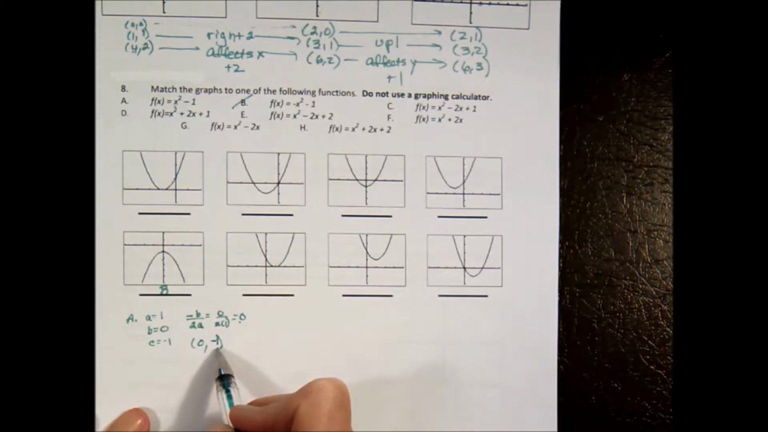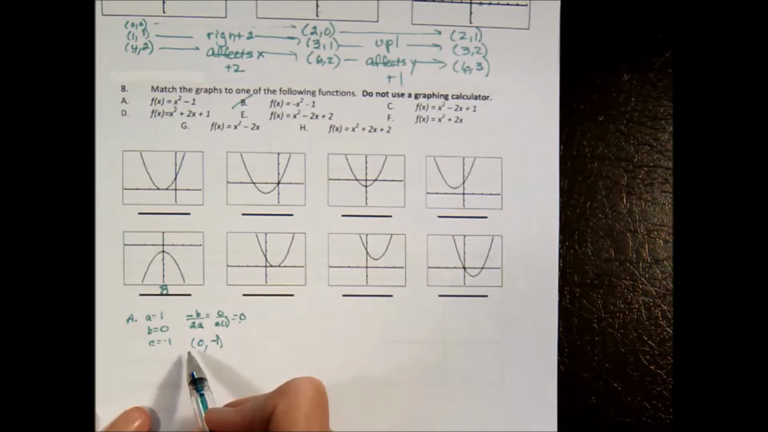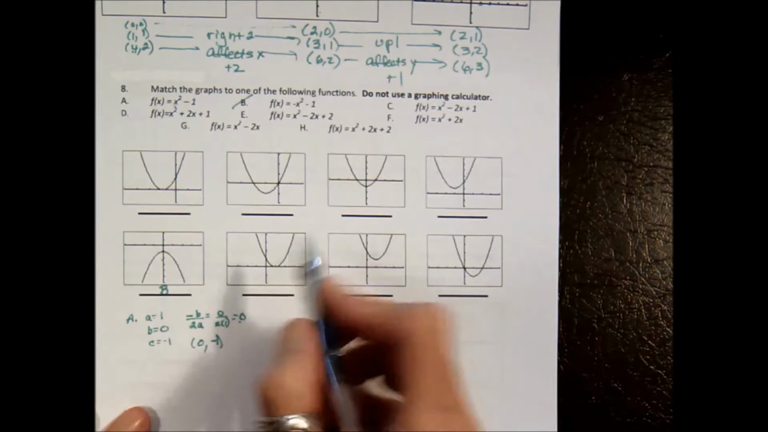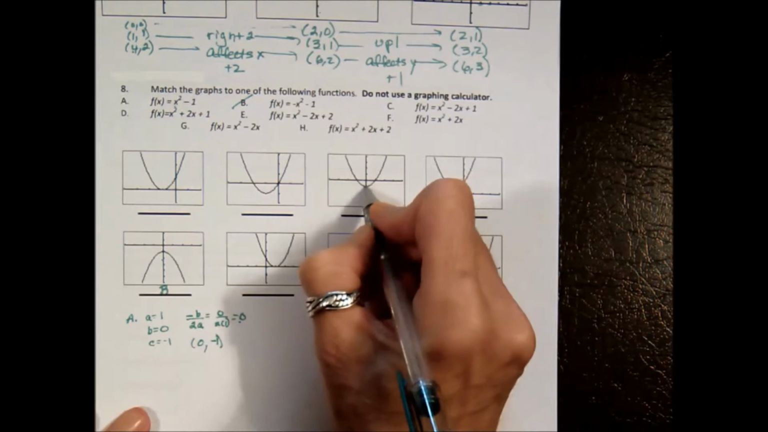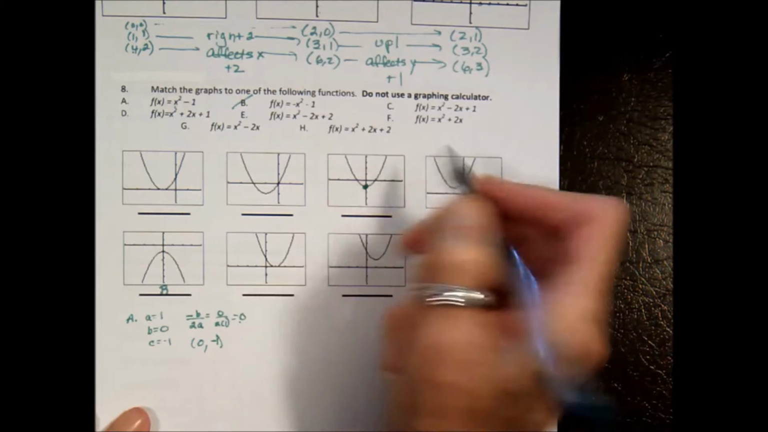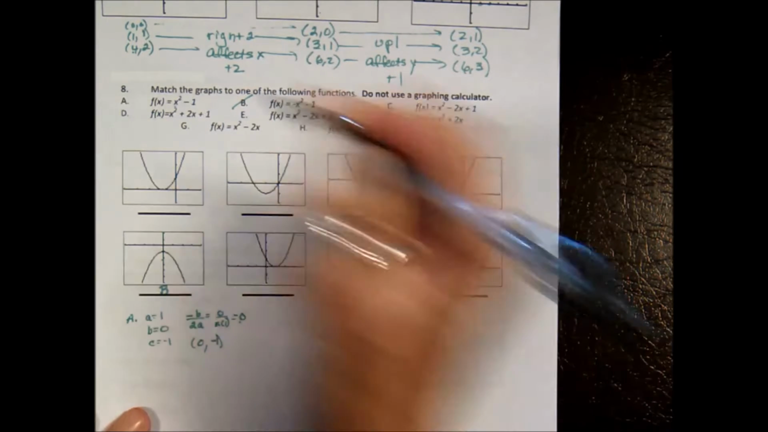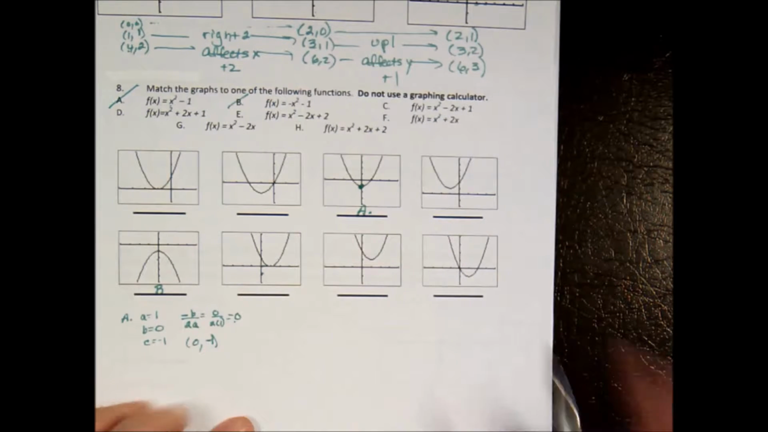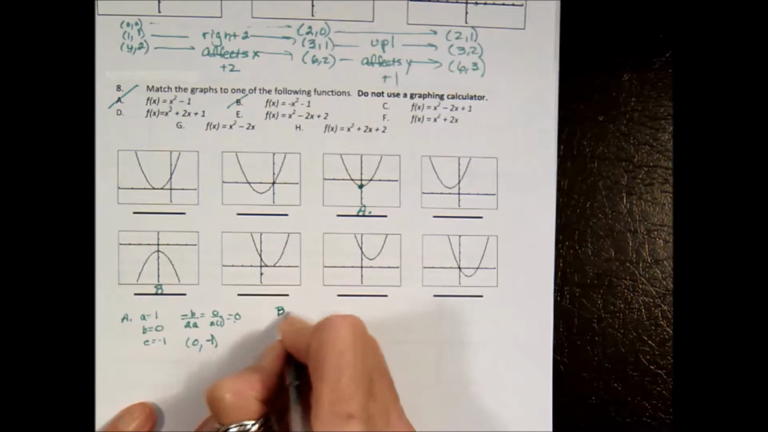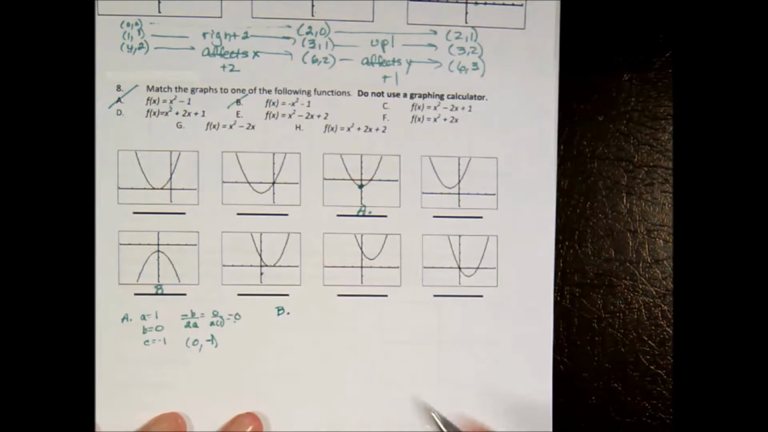So let's find one of our graphs whose vertex is at 0, -1. And if we look, 0, -1 means the vertex is down here, and the only one that is like that is right here. So that is A. So we're approaching this a little differently than we did in the last matching one. We're using the vertex because of the information that we were given. All right, B we already have. We don't need to do it that way because it was the only one that opened down.